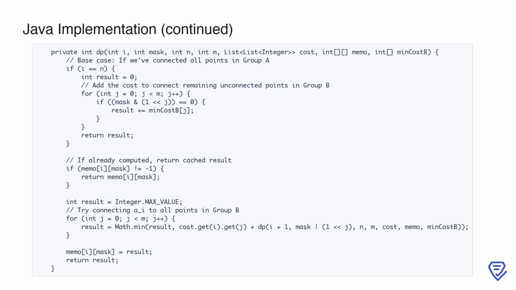Otherwise, we initialize the result to the maximum integer value and explore all possible connections between the current point in group A and each point in group B. For every connection, we recursively compute the cost of the remaining connections and update the result with the minimum value. Finally, the computed result is stored in the memoization table and returned.